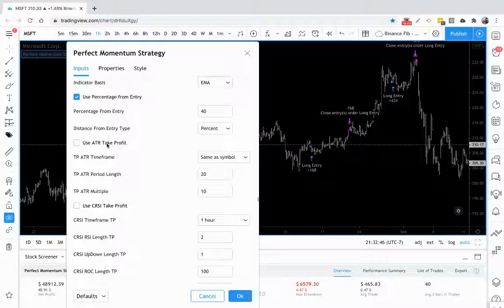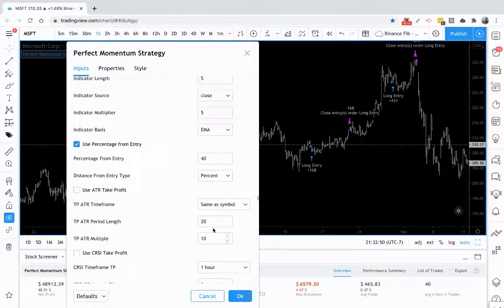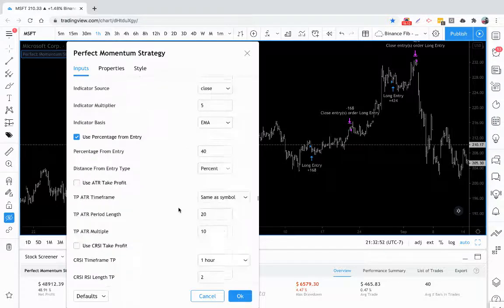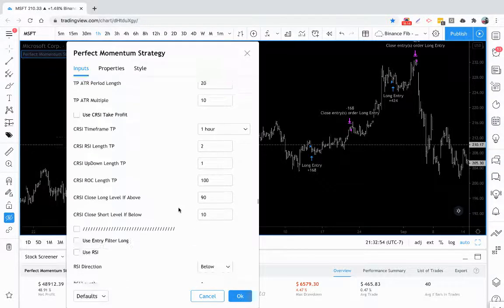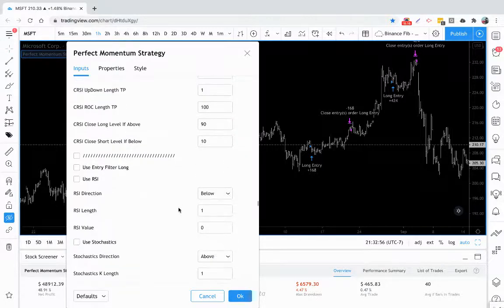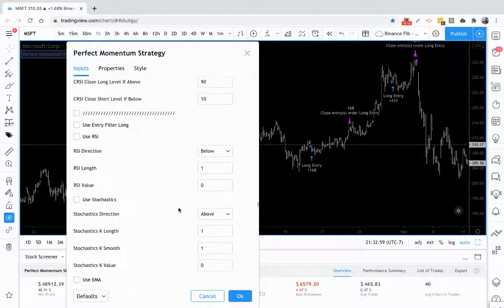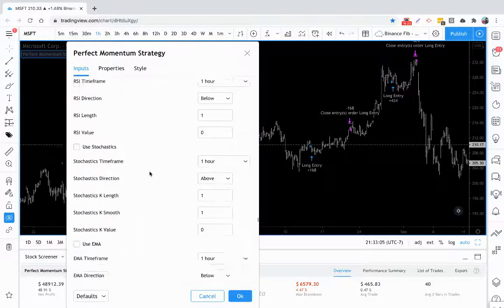You can use average true range take profit. You can use Connor's RSI as a take profit. And all of these you can combine with each other or use by themselves. And whichever condition happens first is where you'll be exited. Now moving forward, on top of that, we also have these entry filters for your longs and for your shorts.